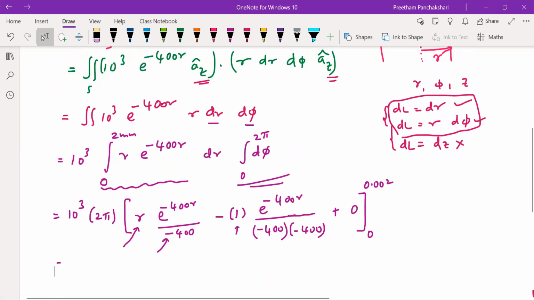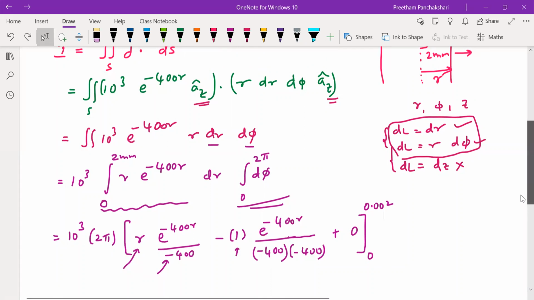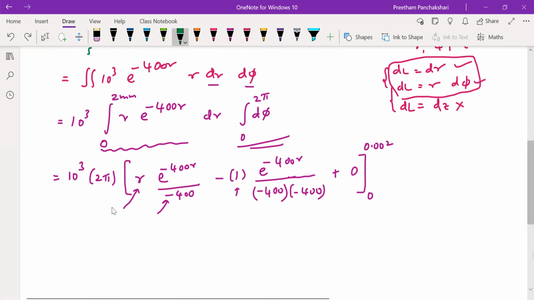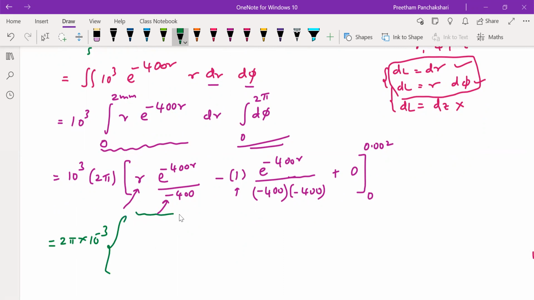So in the next step, we have to apply the limits to r. This has to be handled carefully. This is 2 pi into 10 power minus 3. Take a flower bracket. Let us go with the first term, upper limit: 0.002 into exponential of minus 400 into 0.002, divided by minus 400. This is the first term with the upper limit. Minus, we put the lower limit. The lower limit is 0, so the complete term goes to 0.